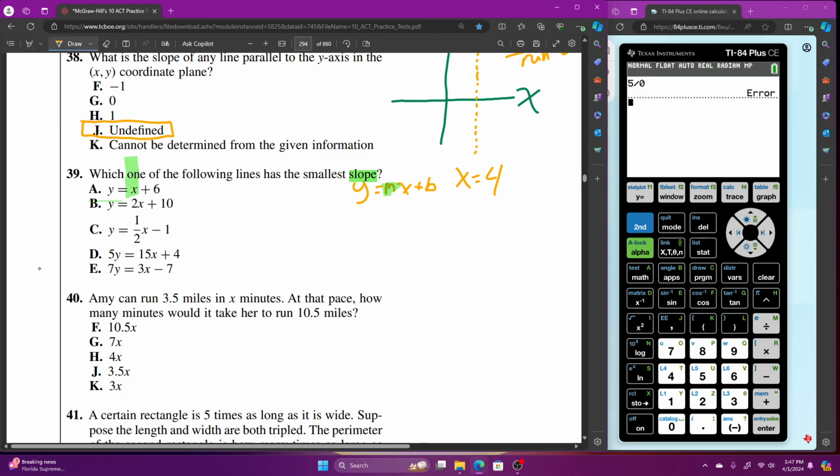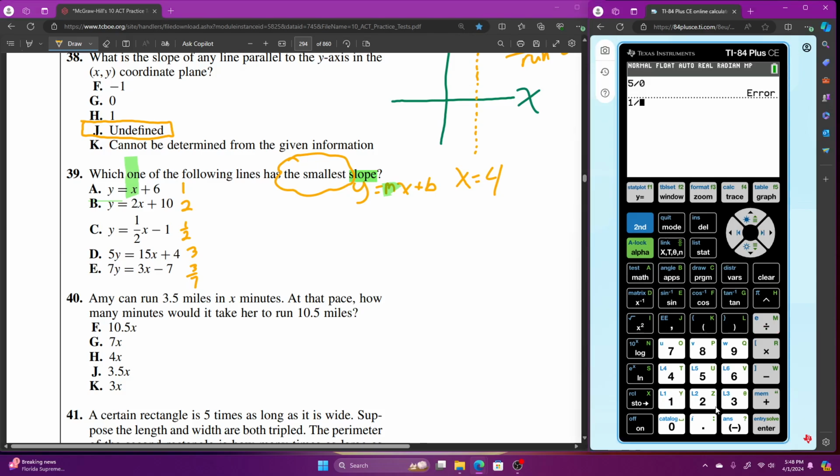Ooh. So that one there, our slope is 1. This one here, our slope is 2. This one here, our slope is 1/2. And these ones, they didn't isolate the y, so you got to divide by 5. 15 divided by 5 is 3, and 3 divided by 7 is 3/7. And which of these is the smallest slope? Well, these are both proper fractions, so it's going to be one of those. What's less, 1/2 or 3/7? 0.5 is greater than 0.4, so our smallest slope is at E.